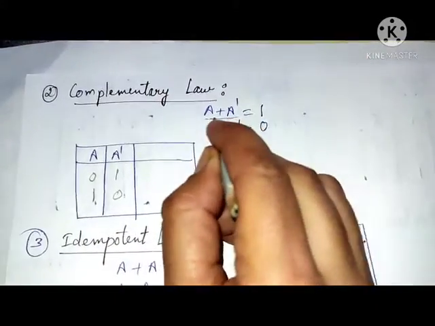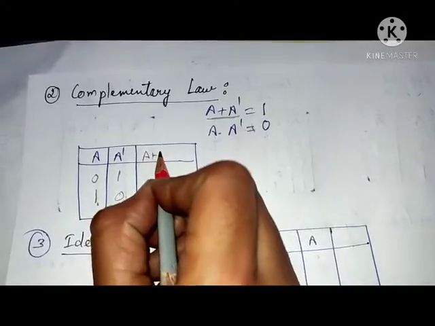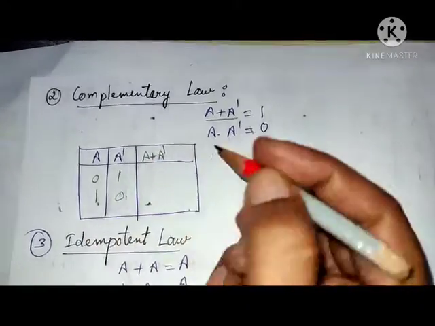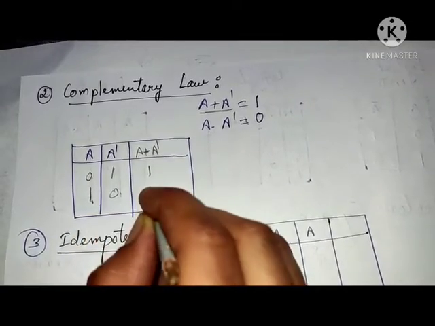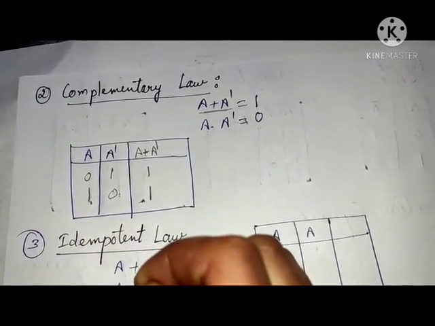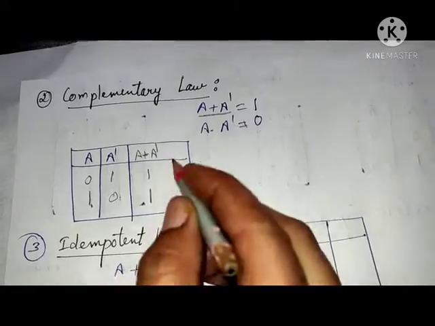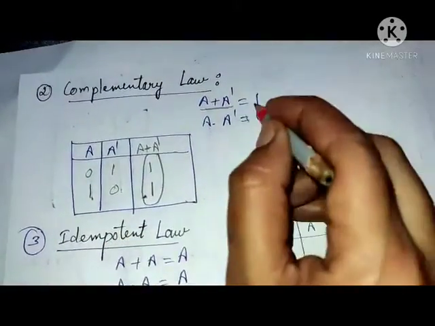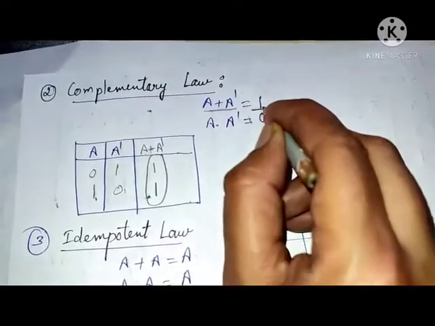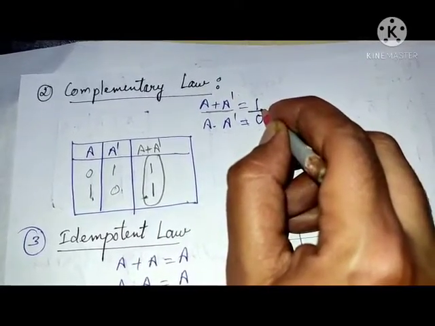So firstly we are going to perform this a plus a complement. See students, 0 and 1 plus, 1 and 0 plus gives 1. Yes. So a plus a complement results, the whole values are 1. So we can say that a plus a complement is equal to 1.